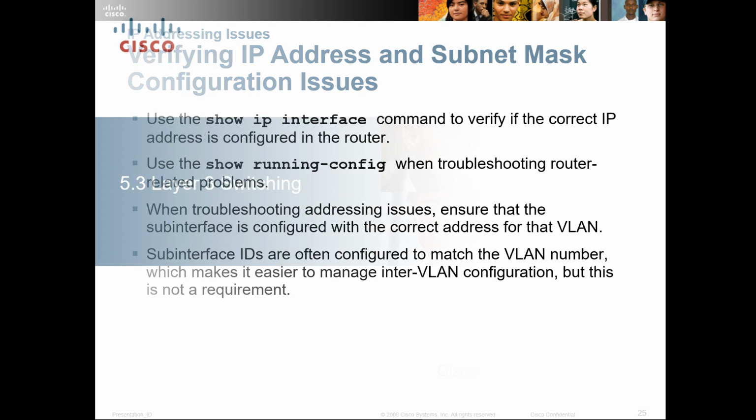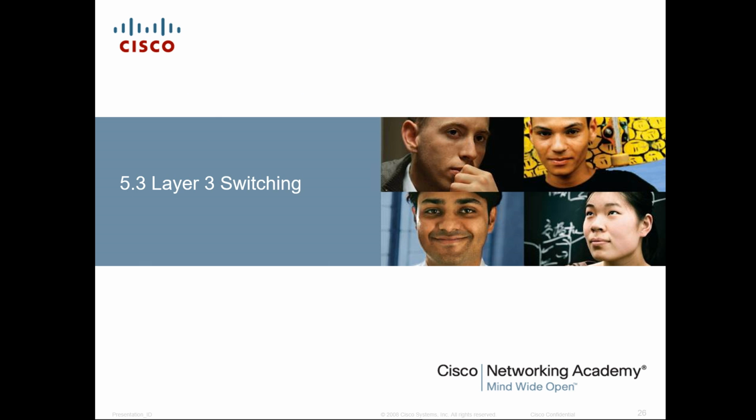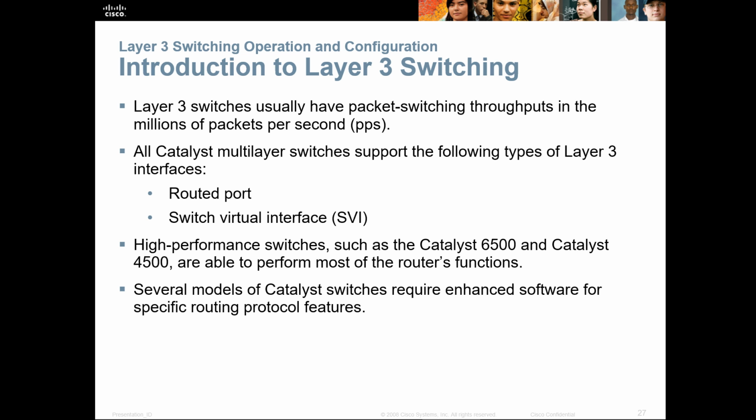All right, let's go ahead and move on to layer 3 switching. The next section is all about our routed ports versus our switched ports. Layer 3 switches usually have packet switching throughput in the form of millions of packets per second, PPS. All Catalyst multilayer switches support the following types of layer 3 interfaces: a routed port, i.e. a layer 3 port, versus a switched virtual interface, SVI. They also accept a switch port.